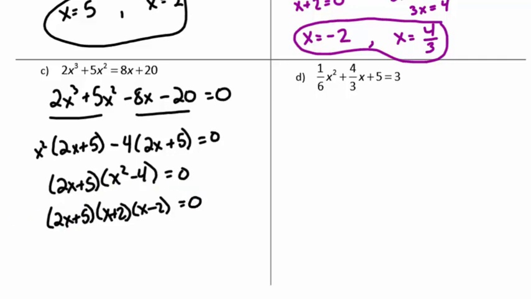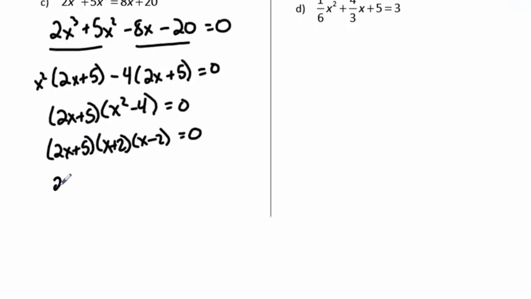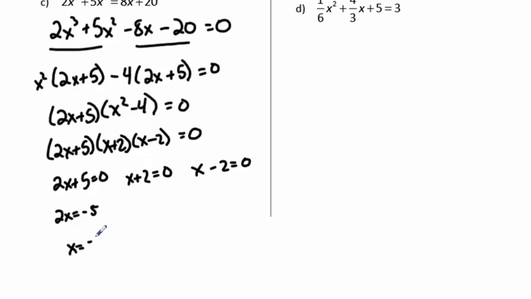I'm going to set each of these three things equal to 0. So I'll have 2x plus 5 equals 0. I'll have x plus 2 equals 0. And I'll have x minus 2 equals 0. So I'm going to get three answers to this equation. If I subtract 5 from both sides, 2x would be equal to negative 5. Then divide by 2. One of your answers is x equals negative 5 halves.